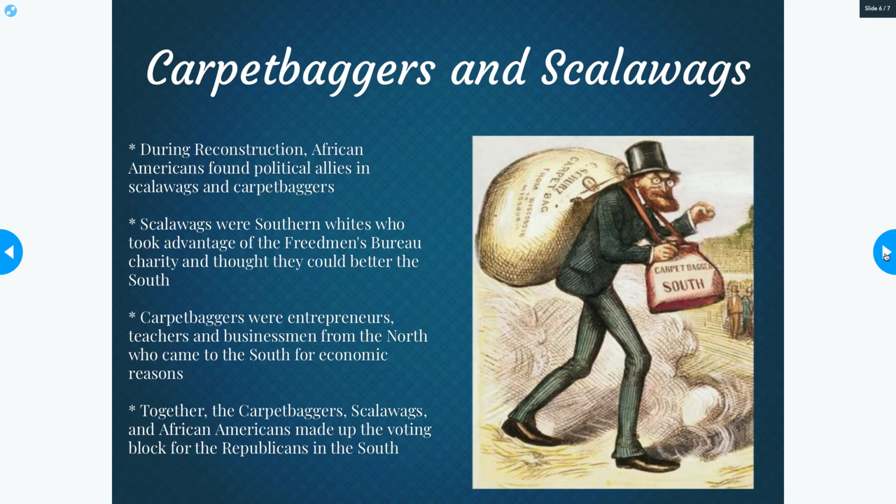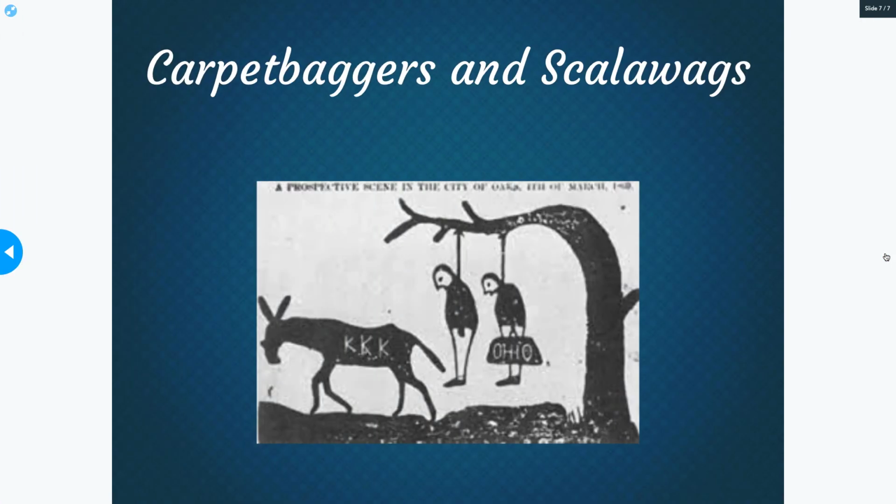And to show you how the South really feels about carpetbaggers and scallywags, I'm going to end on a cartoon that depicts our word of the week, carpetbagger. Obviously, this is not a very positive cartoon. You've got the carpetbagger from Ohio there hanging, and then this is representative of a scallywag. And of course, it is the KKK that is threatening to hang both the scallywags and the carpetbaggers because the KKK considers them basically traitors to the white way of life and the Southern way of life.